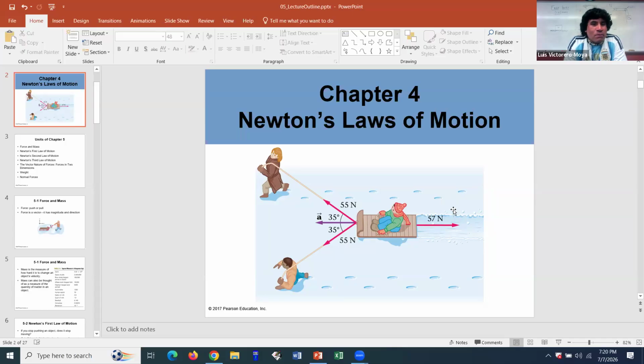What is 57? Is anybody familiarized with concepts of forces? If you are, then you probably know what 57 is. There is a name for that in this chapter.